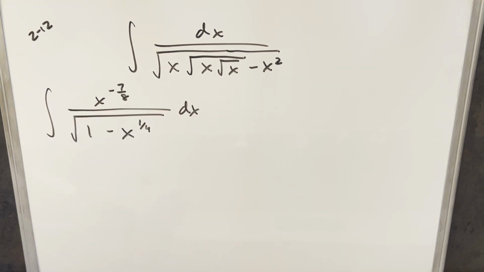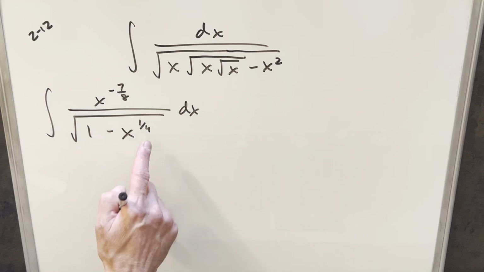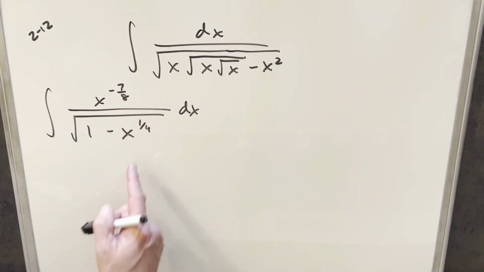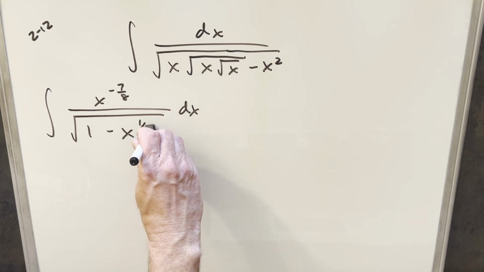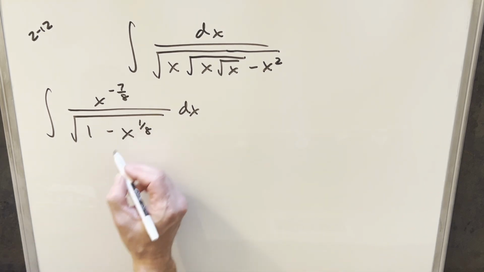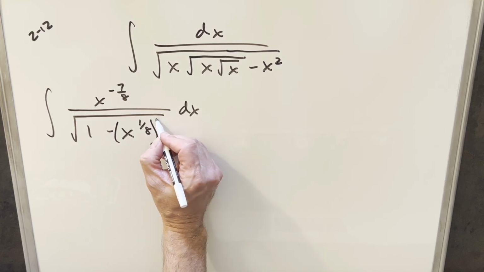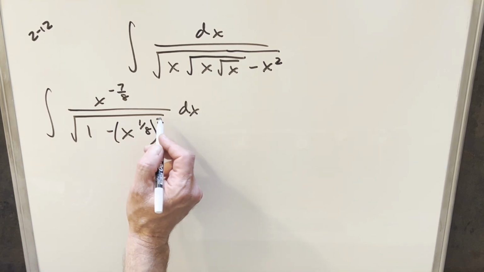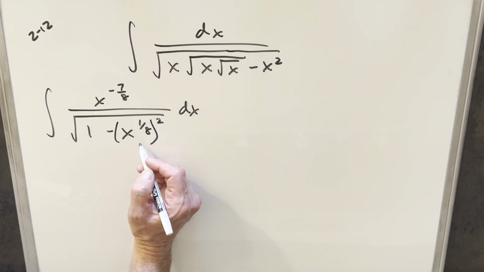Now I'm almost ready to do a u substitution, but one thing I don't like is I've got a 4 in the denominator here and an 8 here. To make this work together, I want this x to be x to the 1/8, and how I can set that up is to write this as squared. Notice that if you multiply back in the 2, this is still x to the 1/4.